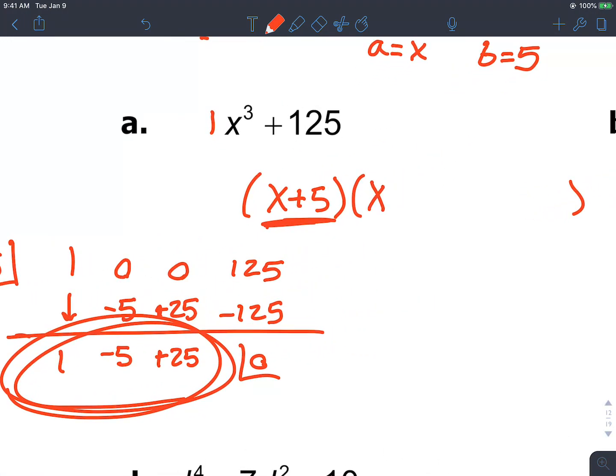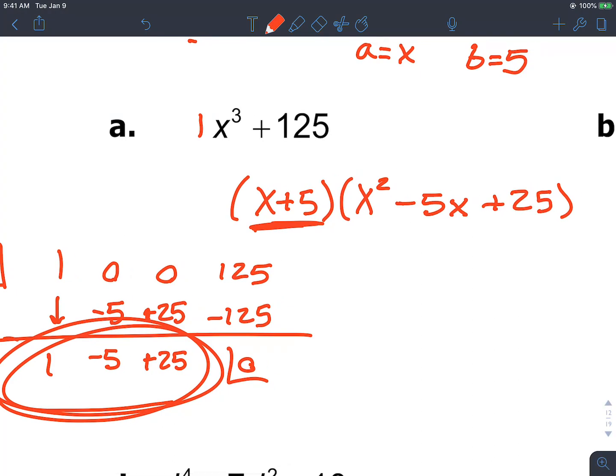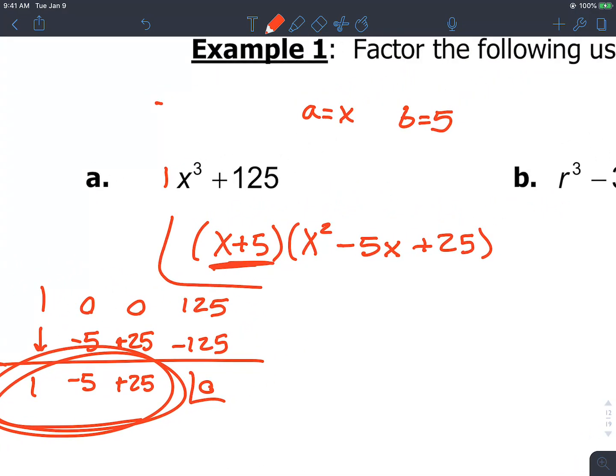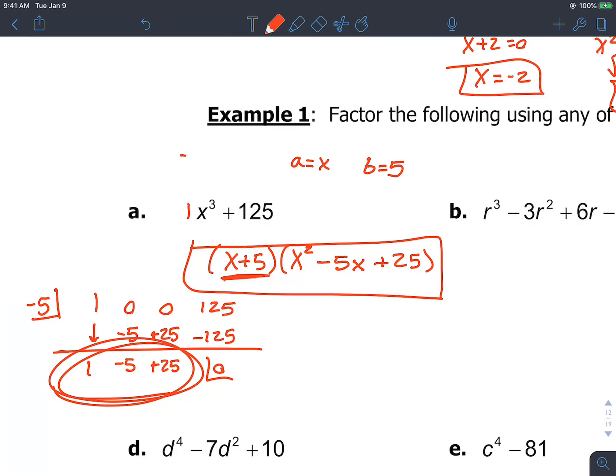So remember, you decrease the power by 1, that'll be x squared minus 5x, and then plus 25. And then that way I didn't have to remember anything about signs or what goes where. To me, that's a little bit easier if I have less stuff to memorize. So that's one way you can do it.